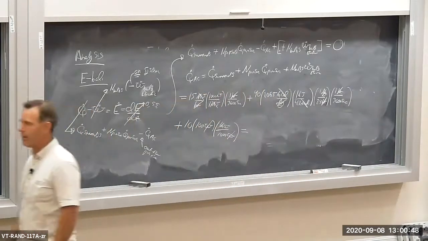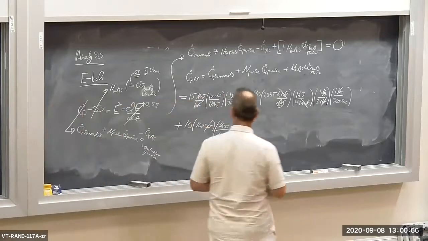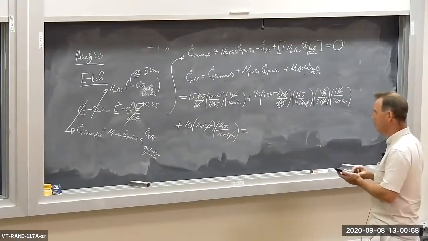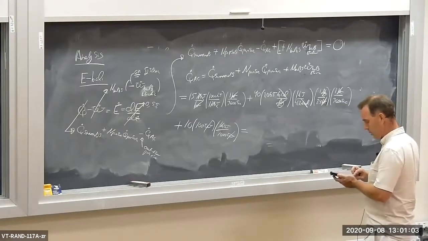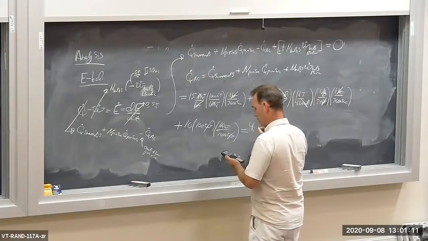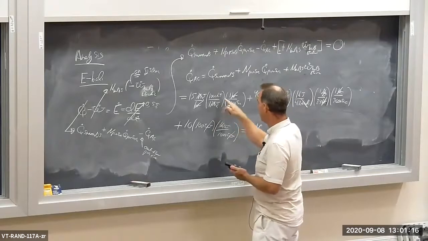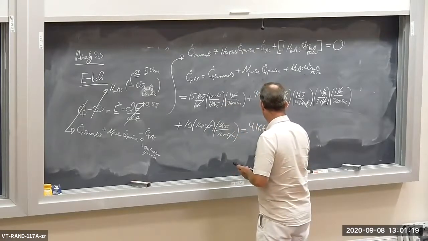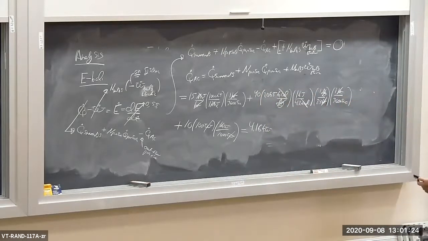Okay, let's see what we get here. Let's just crank this out and see what we get. Hopefully we'll get something decent. Let me tackle each term. So you've got 15 times 1,000 divided by 3,600. So I get 4.16 kilowatts. That's kilojoules per second, so that would be a kilowatt. That's the Q dot surroundings term.